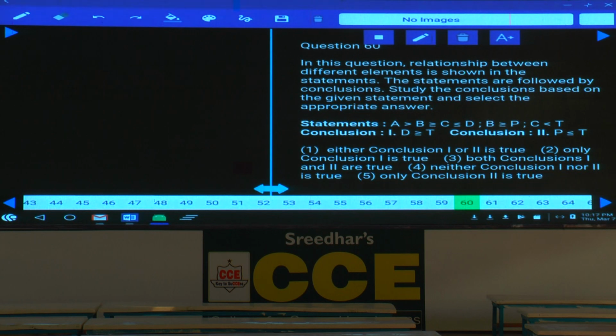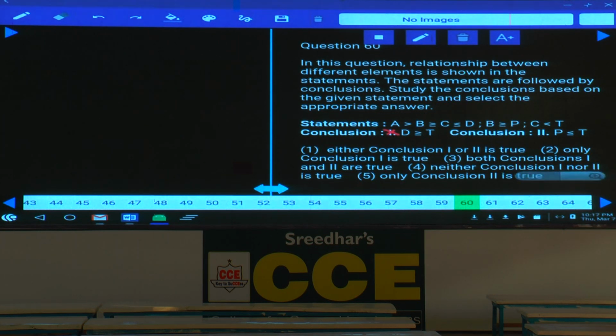Then coming to question number 60. Now 60, D greater than or equals to T. D is here, T is here. Tell me which element is common here? C is common, isn't it? Now C lesser than T, that means T greater than C. Now C is lesser than or equals to D, isn't it? Now T greater than C and C lesser than or equals to D. Hence between these two, there are two opposite symbols. As there are two opposite symbols, the first conclusion cannot be done.